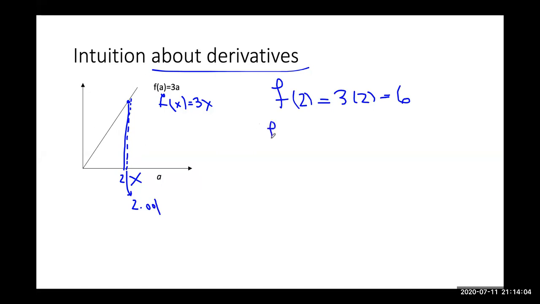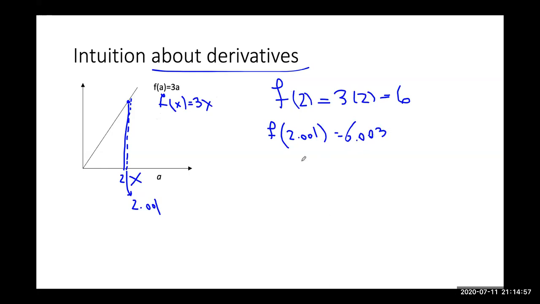And now let's calculate what happens to the value of f. If I do that, f of 2.001 will be 3 times this value. Don't want to make a silly mistake, so let's just punch it in here. It will be 6.003, as you can see. I just plugged in numbers. For f of X, any X given gets multiplied by 3. So f of 2 will be 3 times 2, 6. f of 2.001 is 6.003.